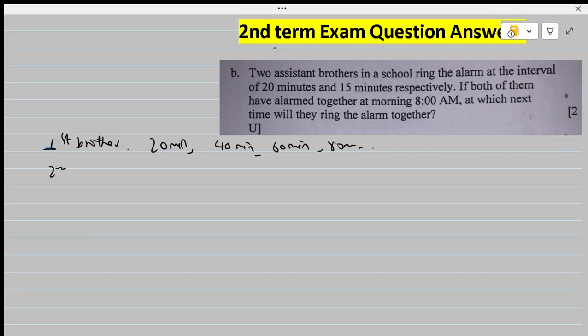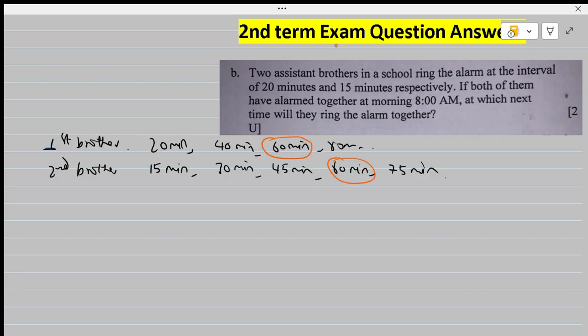And then for the second brother, first he rings the alarm at 15 minutes, then next 15 minutes means 30 minutes, then next 15 is 45 minutes, and then next 15 is 60 minutes, and next 15 is 75 minutes. So this way it goes. Now at what time are they ringing together? Let's see. That's at 60 minutes. So both are ringing the bell at the same time after 60 minutes. So this is the LCM.